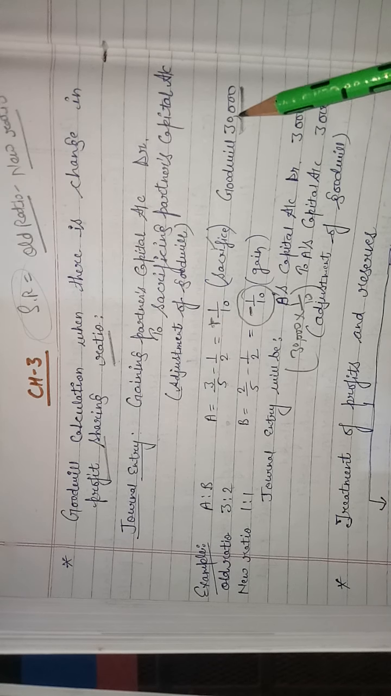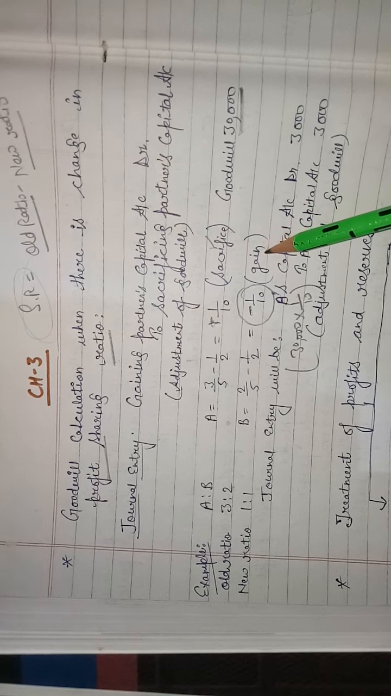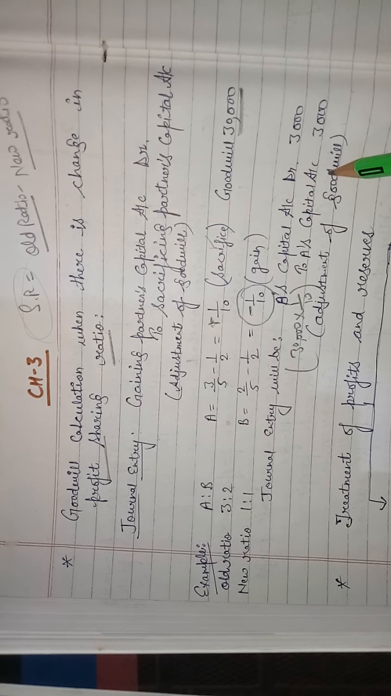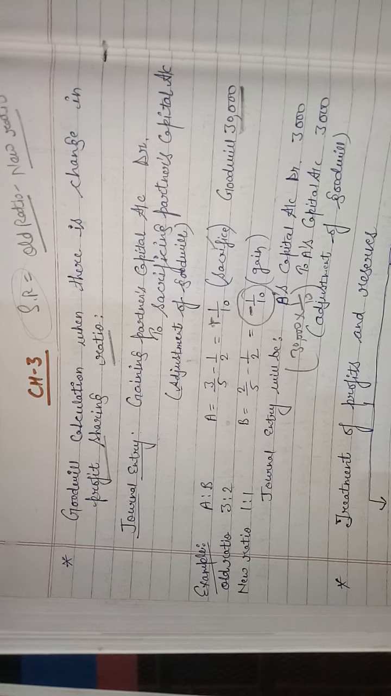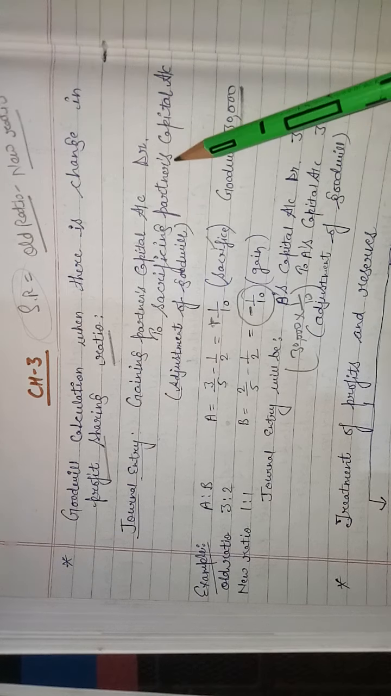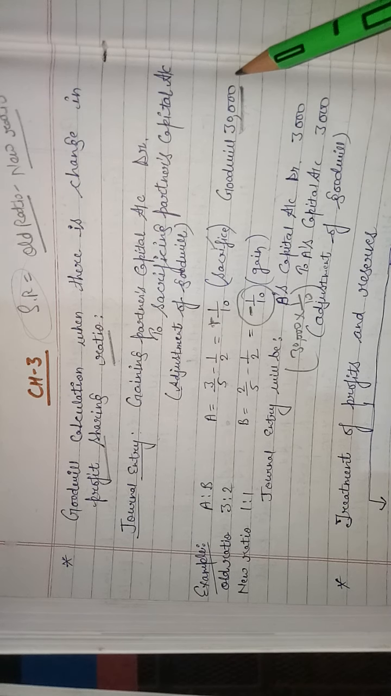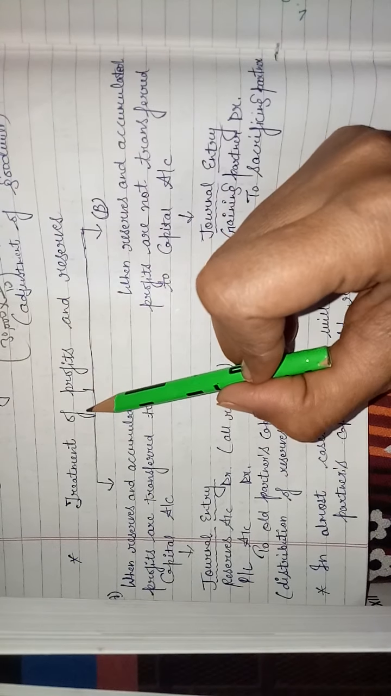Clear? Goodwill is 30,000. We will divide it in gain or sacrifice, that is 1/10. So 30,000 into 1/10, B's capital account debit to A's capital account 3,000. This is the treatment of goodwill in case of partners changing their sharing ratio. Gaining partners capital account debit to sacrificing partners capital account. Clear? Now see the next topic.